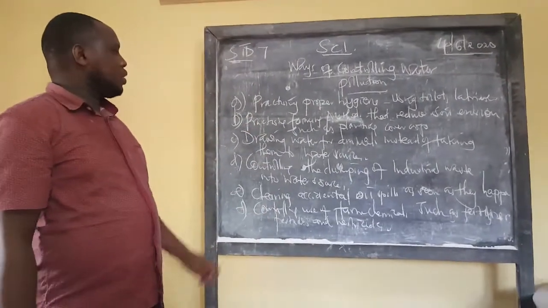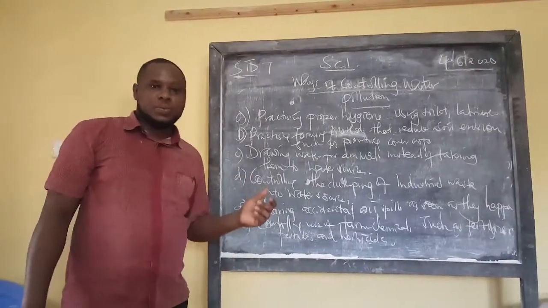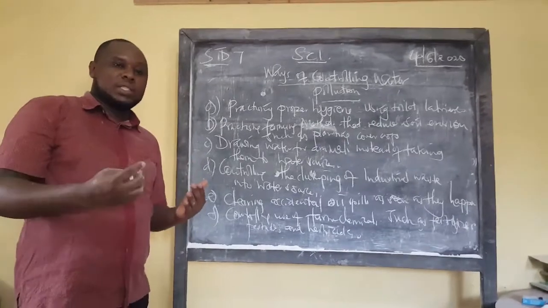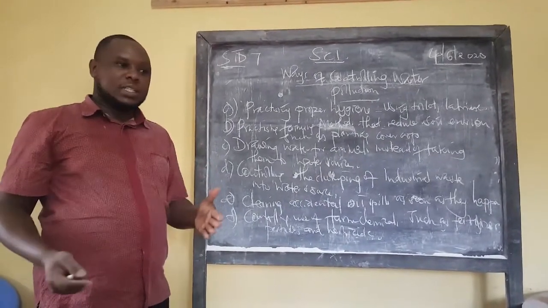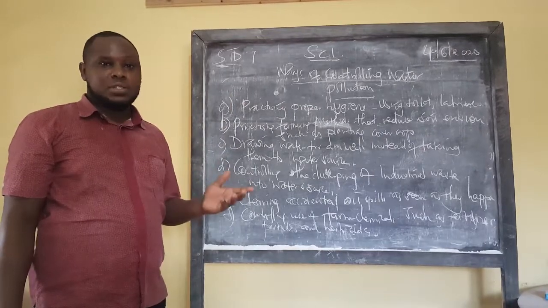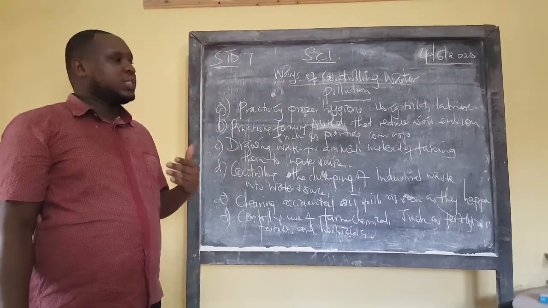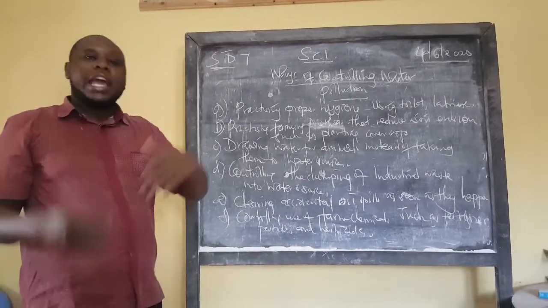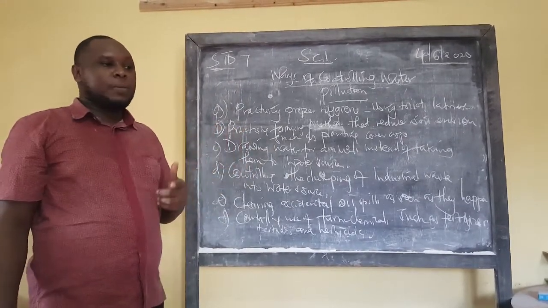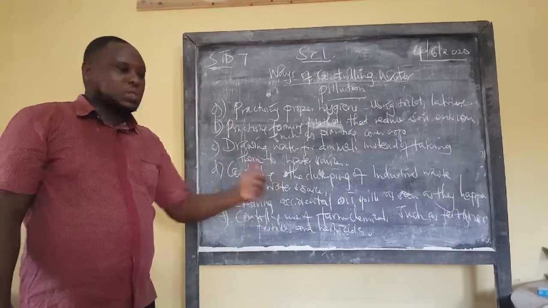So number one is practicing proper hygiene. Proper hygiene in this case means the human waste, how it is supposed to be deposited, supposed to be put in a pit latrine or even a toilet. You don't just empty your bowels anywhere. You're supposed to control that to avoid the carrying of it into water sources.